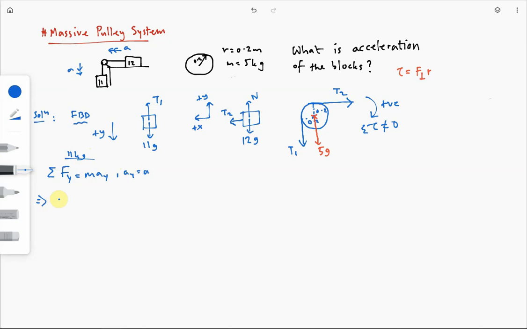So what are the y forces? We have 11g in the positive y direction minus T1 equal to mass, which is 11, times a. Let's call this equation 1.